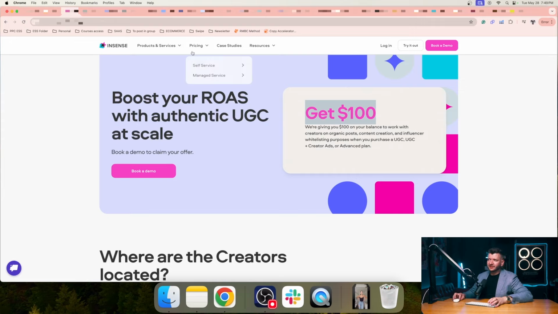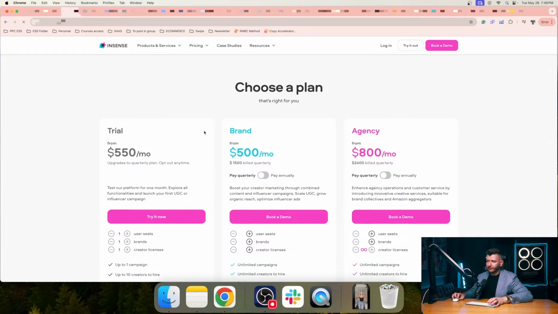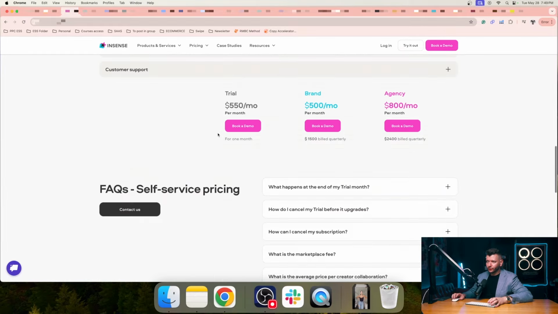One downside of Insense is that it's a little bit pricey. So the service is about $500 per month. So it probably won't be applicable to you if you're just starting out. But if you're already doing some volume and you just want to shortcut that process, go only for proven creators and speed up that whole process substantially, then it probably would make sense for you to invest in something like Insense.